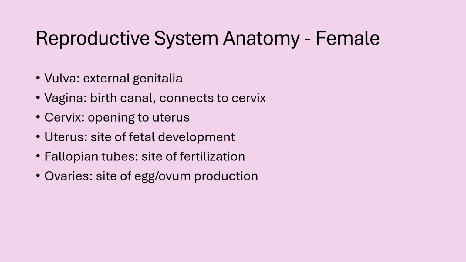For the female reproductive system, the vulva is the external genitalia, and then the vagina, also commonly referred to as the birth canal, connects to the cervix, which is the opening to the uterus. The uterus is the site where, if fertilization has occurred, fetal development is going to occur. The fallopian tubes are where fertilization occurs. The ovaries are where the eggs, or scientifically the ovum, are produced.